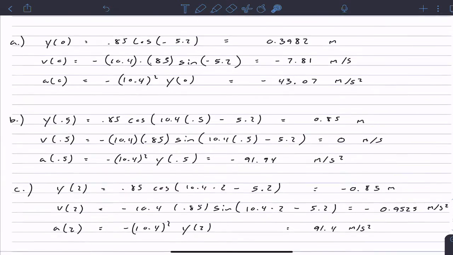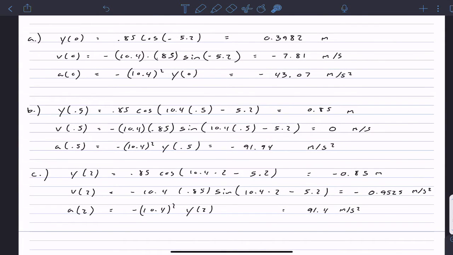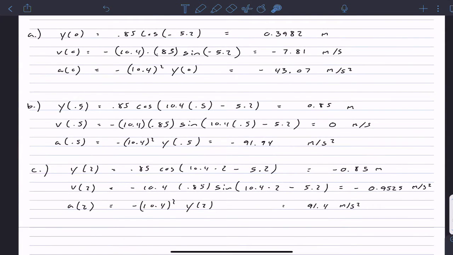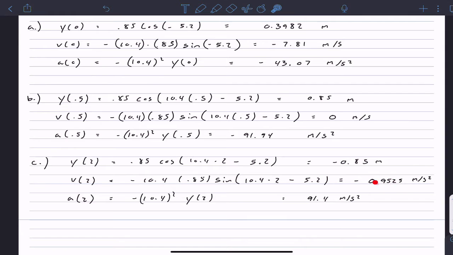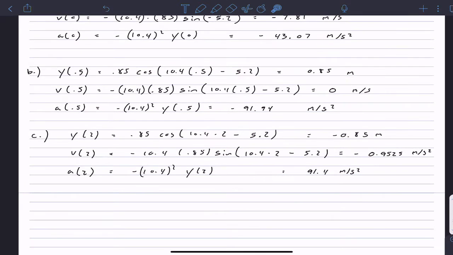Again, I have gone through and plugged in the numbers, and you'll notice that for part B we had a value which was our maximum amplitude, and for part C we also have a value which is our maximum amplitude. And the value of the velocity has gone down almost to 0, not quite, 0.1, or about 1 meter per second squared. So it's decreasing, right? And this is the same as this here too. So that's interesting to note.